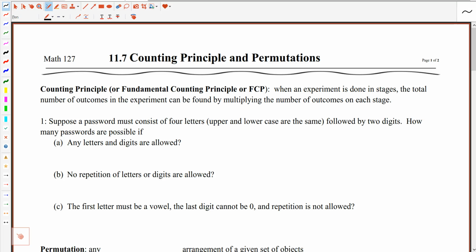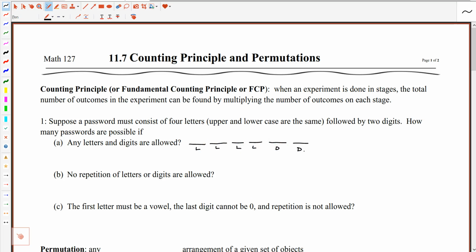So in this initial example, just to kind of remind you about how this counting principle applies, it says, suppose a password must consist of 4 letters, and we're going to consider upper and lower case the same, and then followed by 2 digits, and then how many passwords are possible if, and then we're going to have different restrictions that come in. So we've got 4 letters, 1, 2, 3, 4, so these are going to be my letter spots, and then 2 digits, 1, 2.